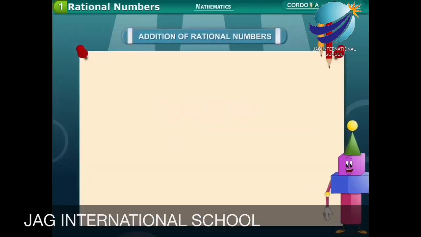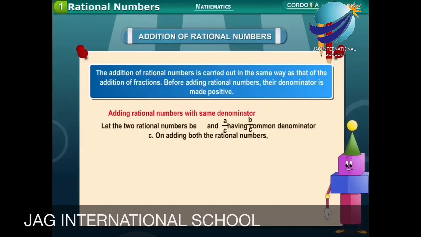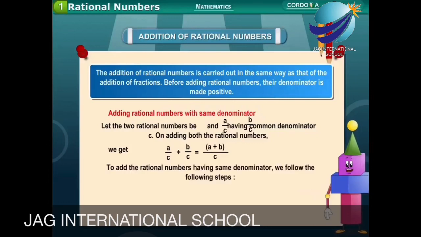Addition of rational numbers. The addition of rational numbers is carried out in the same way as that of the addition of fractions. Before adding rational numbers, their denominator is made positive. Adding rational numbers with the same denominator. Let the two rational numbers be a/c and b/c, having common denominator c. On adding both, we get a/c + b/c = (a + b)/c.